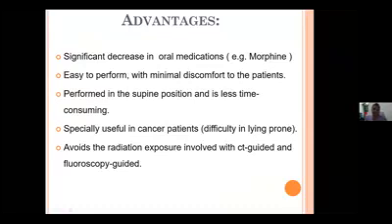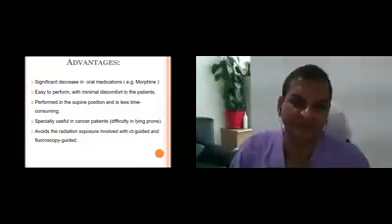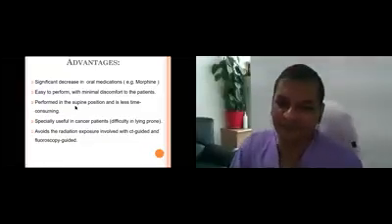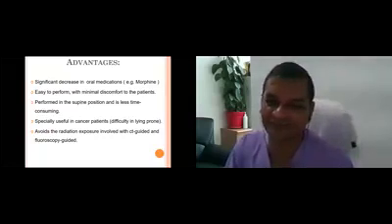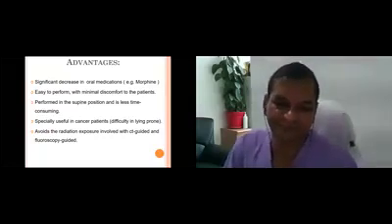And lastly, what are the advantages of this procedure? It decreases oral medication, especially morphine, so less drug dependence, and it is easily performed with minimum discomfort to the patient. It is performed in the supine position and is less time consuming than in the lateral or other positions, and in this posture we always avoid radiation exposure.